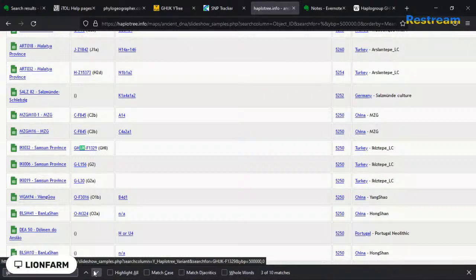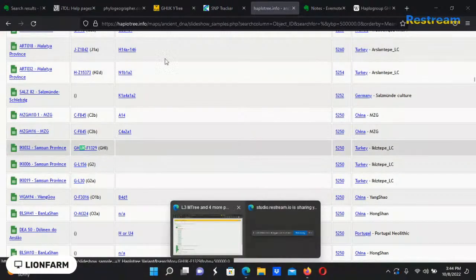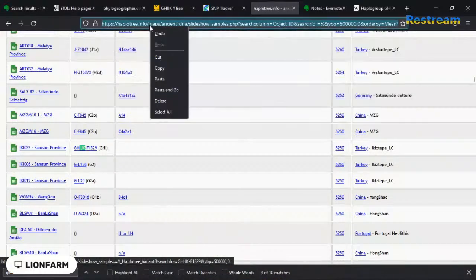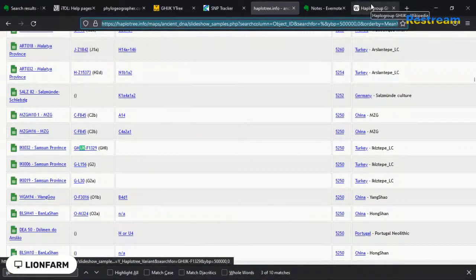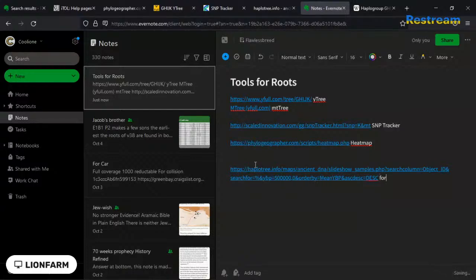They're going to be living people today that are descended from them, but they're all going to be one node, one clade, right? They're all going to be united. That's going to be very important and key. But I'm going to copy this and put it right here in this note. I'll constantly add tools and stuff on here.